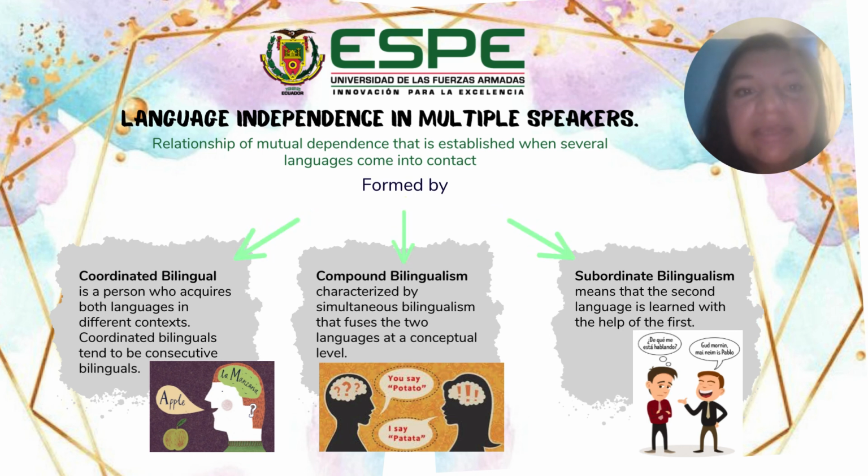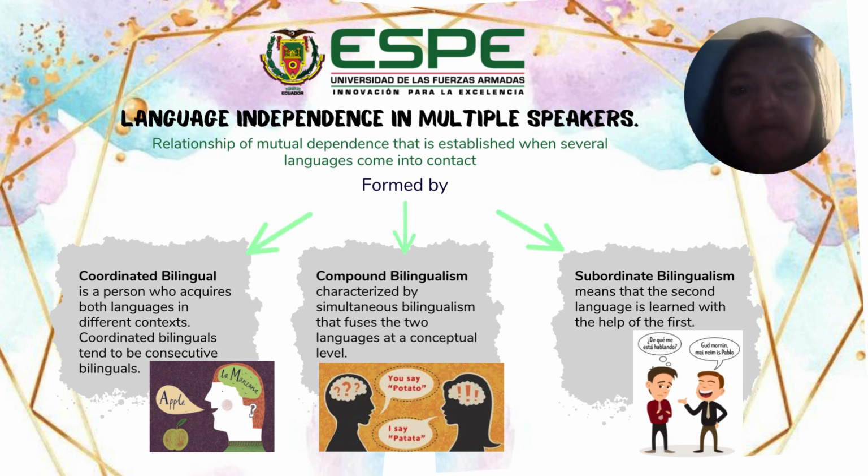And finally, subordinate bilingualism means that the second language is learned with the help of the first or dominant language. This means that the weaker language is interpreted through the words of the strong or dominant language. Thank you.